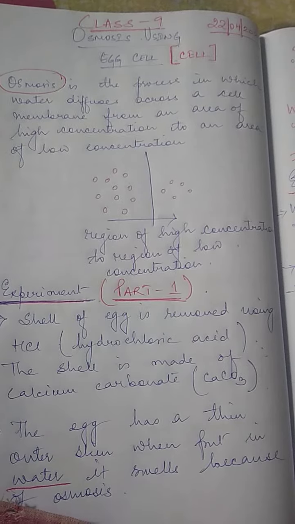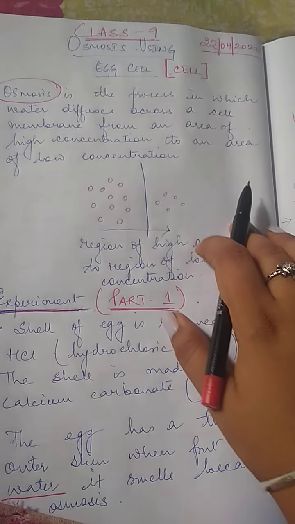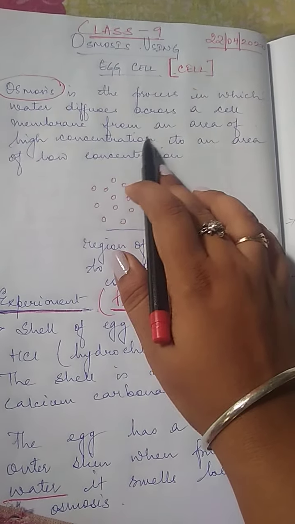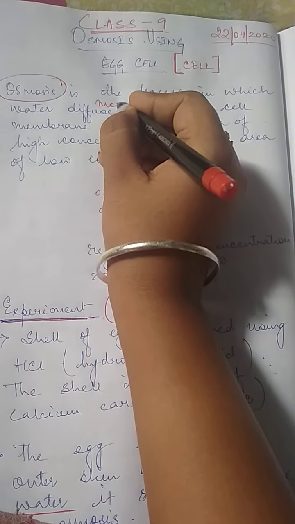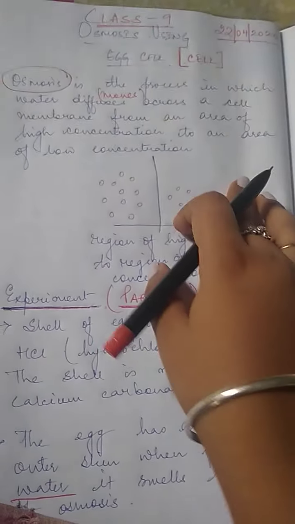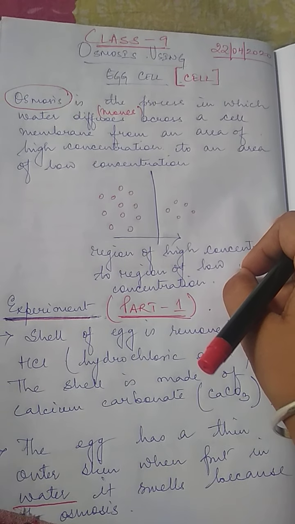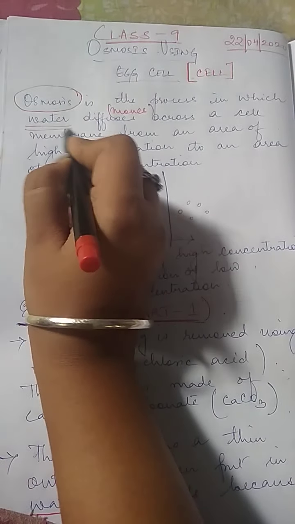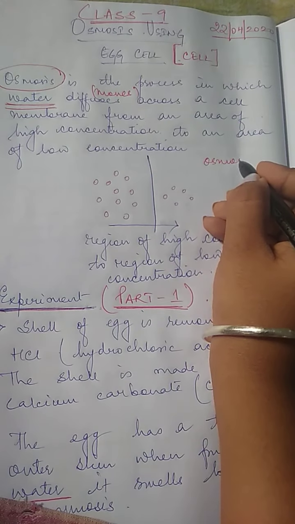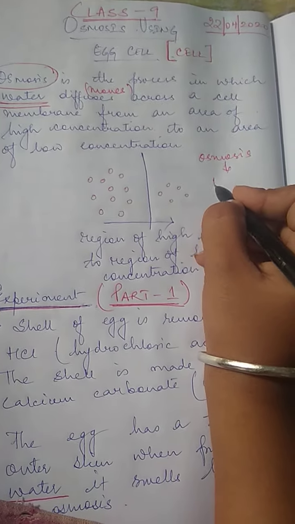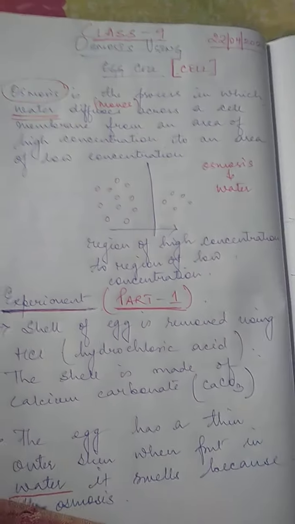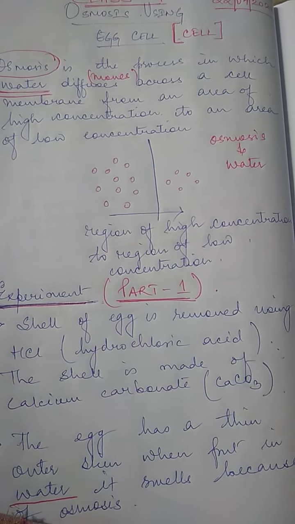So what happens in osmosis is the process in which water diffuses or moves across a cell membrane from an area of high concentration to an area of low concentration. So it's all related to movement of water and nothing else. Very important, you have to know that osmosis is always related to movement of water. We always see osmosis in relation to water movement.